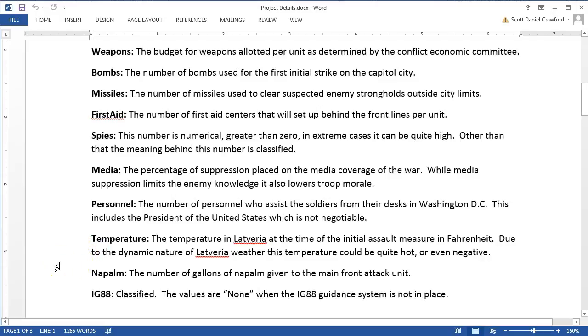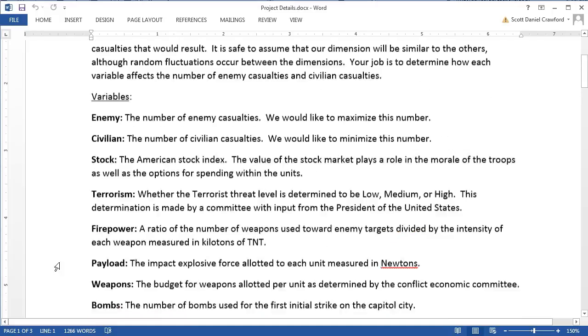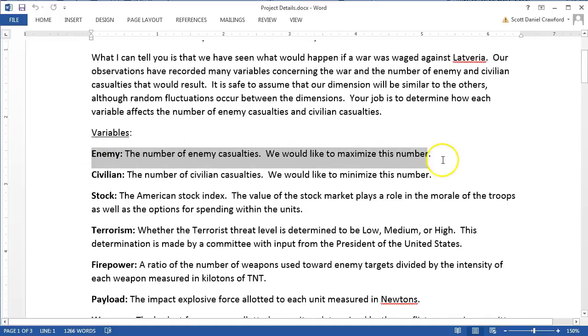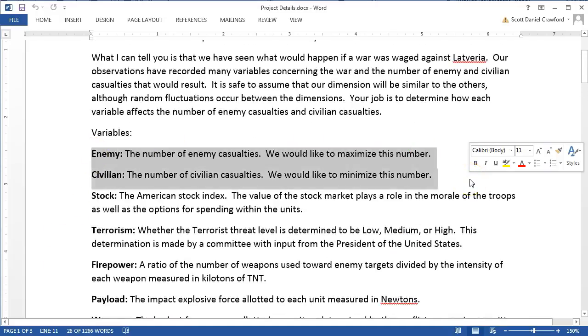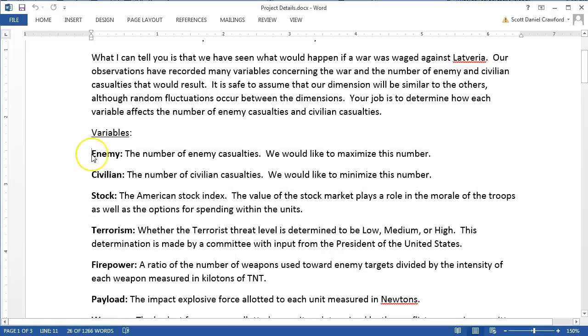So having a lot of variables here should not scare you. There are two y variables, which means I'm going to make you do this twice. It's really nothing more than a sneaky way of making you do it one way and then do it another way. So you have to have a model to predict enemy casualties. Your goal in that case is to maximize, and also do it again for the civilian casualties.